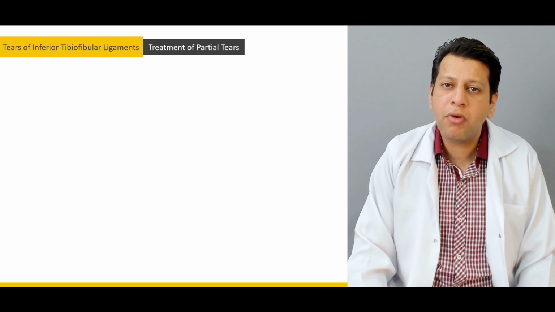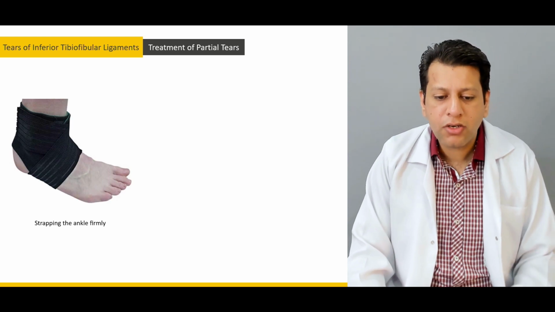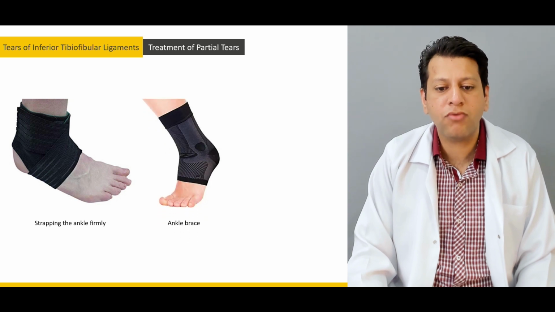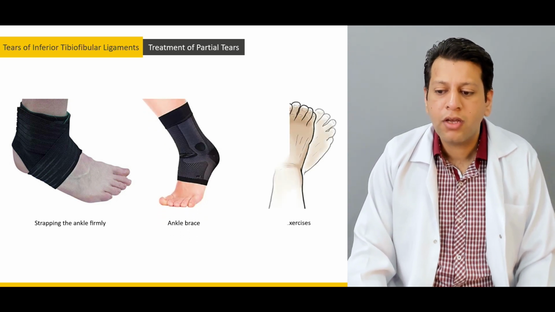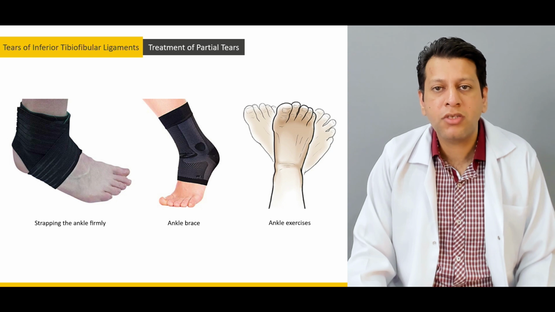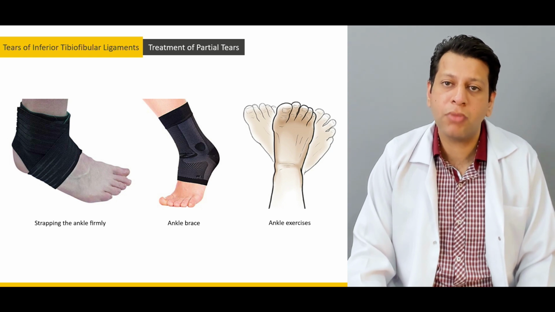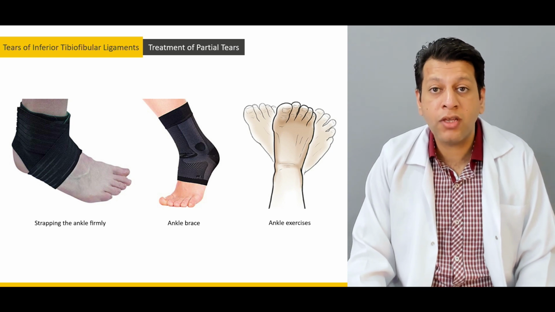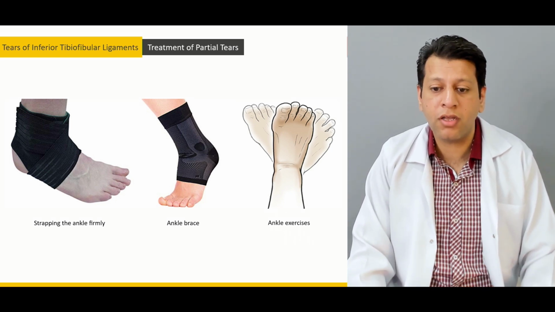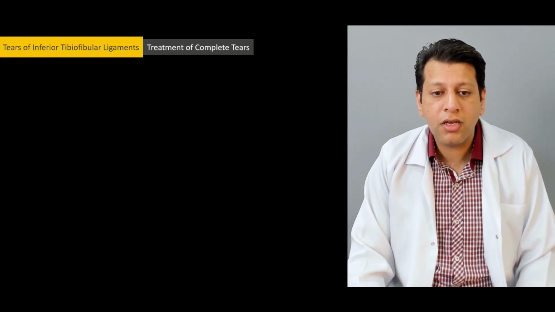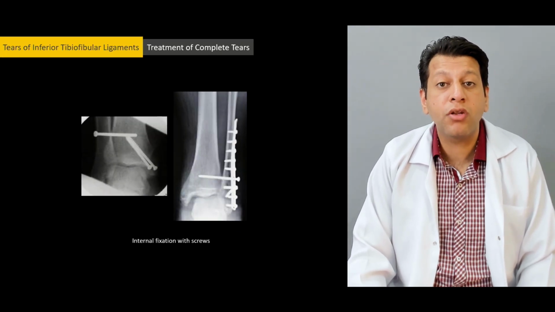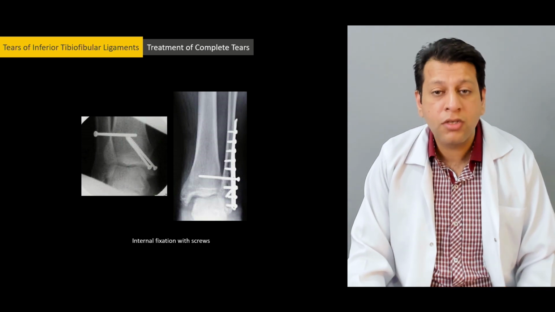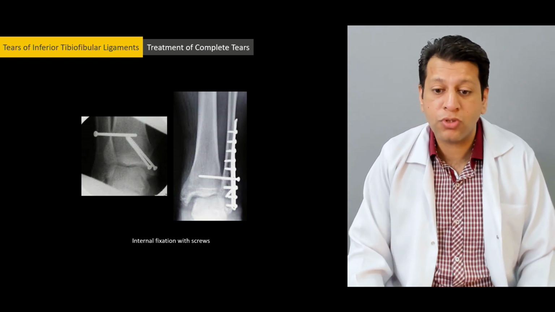Then what is the treatment for partial tears? A partial tear starts with strapping of the ankle firmly in the form of an ankle brace, and then you may have to give analgesics and exercises as well. Protected weight bearing is carried out for at least 6 to 8 weeks so that the patient can recover properly. But if it is a complete tear, it usually involves repair of the syndesmosis, or if this is associated with malleolar fractures, then you need to repair the syndesmosis as well.